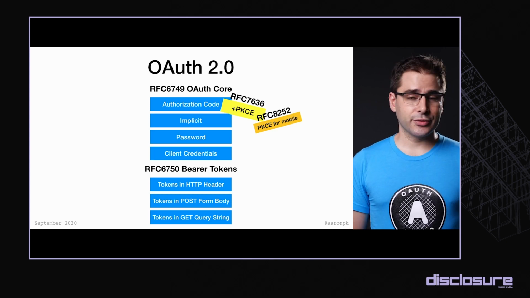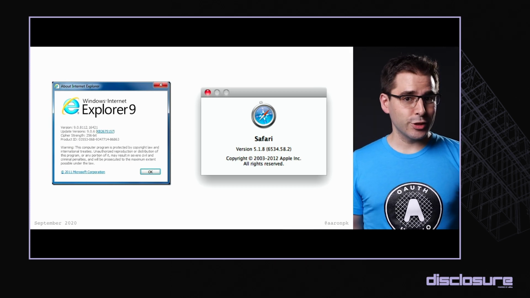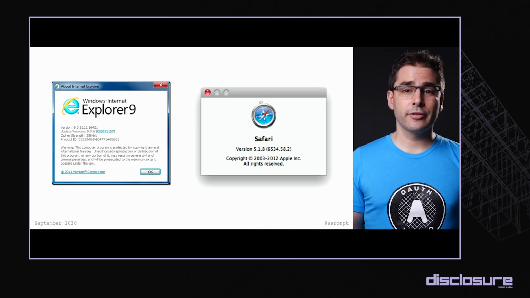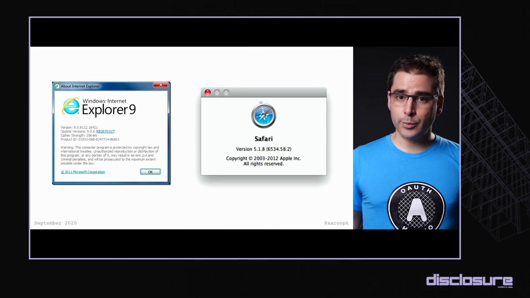So I mentioned that PKCE is useful outside of mobile apps as well. Let's talk about this for a second. So what do these two browsers have in common? Well, both of them don't support CORS, cross-origin resource sharing. So why is this important to OAuth?